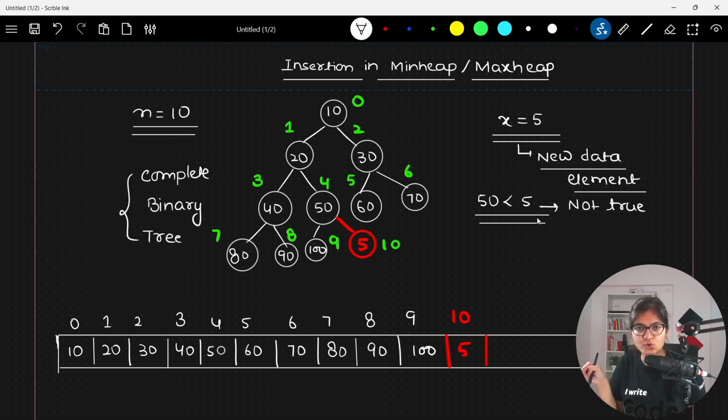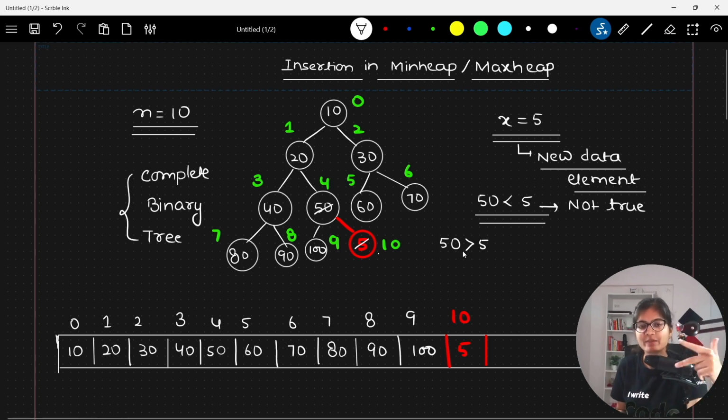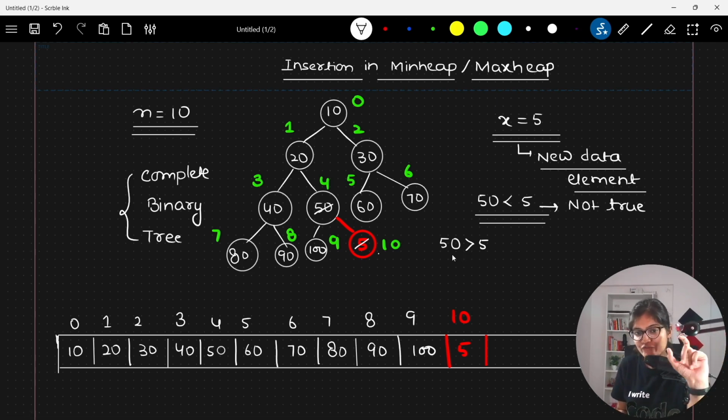In order to do so, we need to do swaps now, right? So this 5 will get swapped with 50, because the value of 50 is greater than 5. There is always a comparison of the new node with its parent node to check whether the min heap property is retained or not. If it is not retained, there will be a swap of the values. Because 50 is greater than 5, they both swap the values. So 50 will come here and 5 will come here.